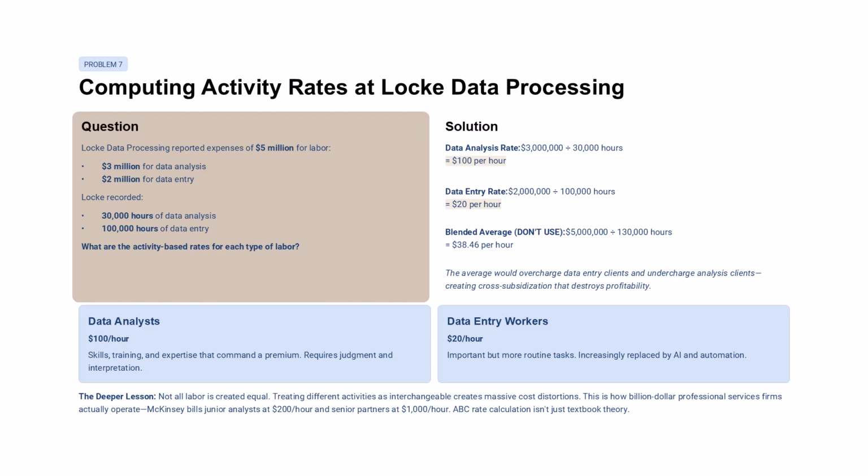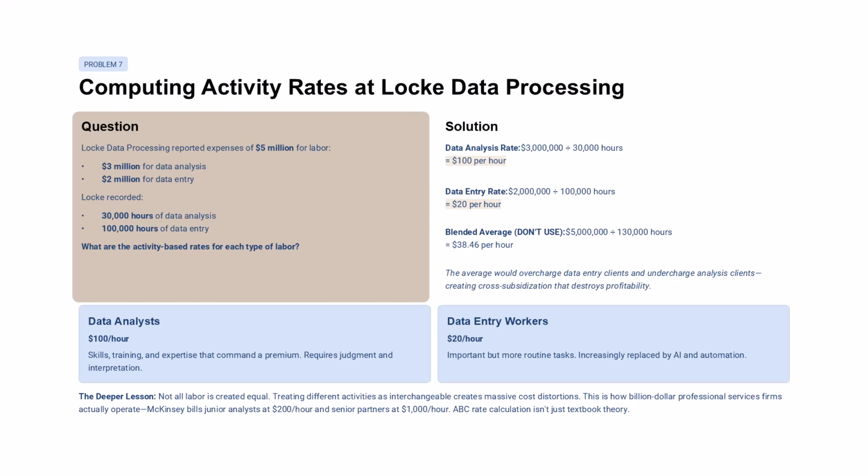ABC rate calculation isn't just textbook theory. It's how billion-dollar professional services firms actually operate and stay profitable. The deeper lesson here is about human capital valuation. The $100 per hour data analysts at Locke have skills, training, and expertise that command a premium. The $20 per hour data entry workers perform important but more routine tasks. This isn't a value judgment on people, it's market economics.